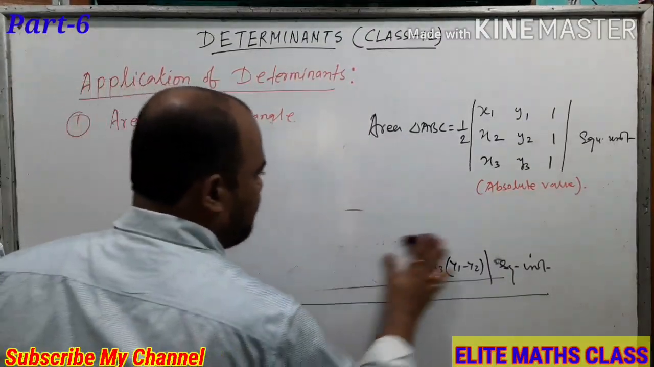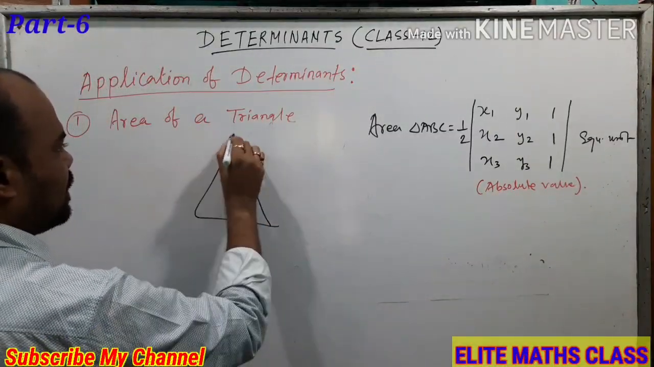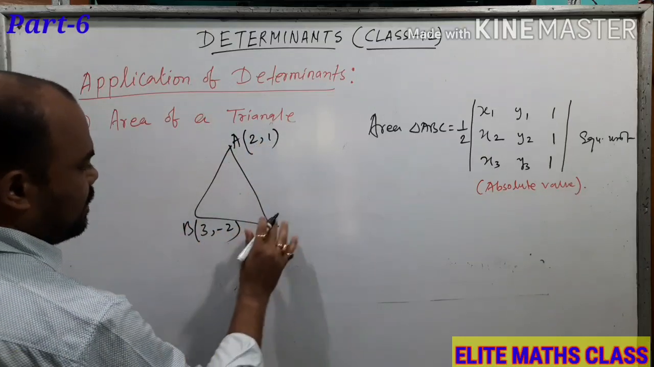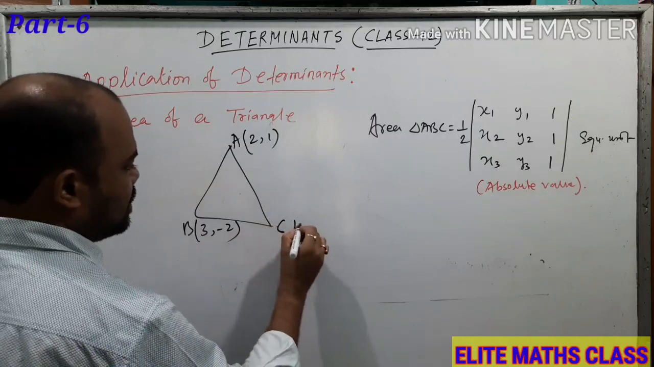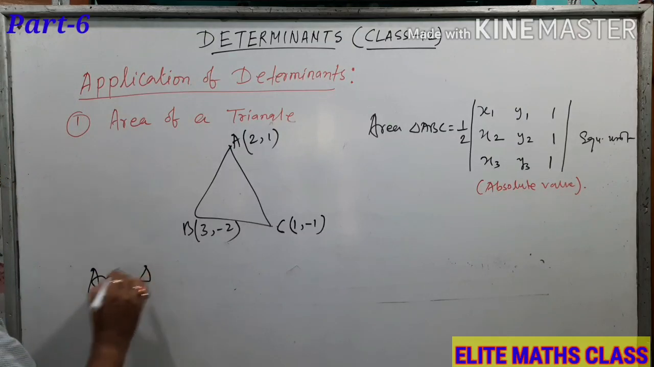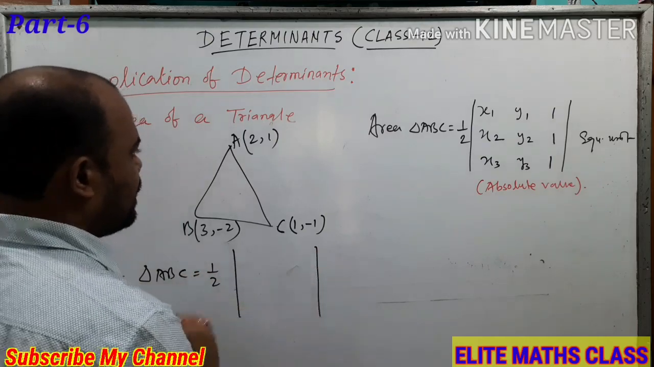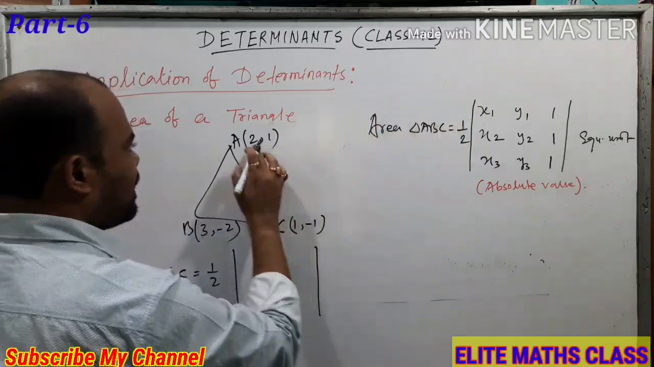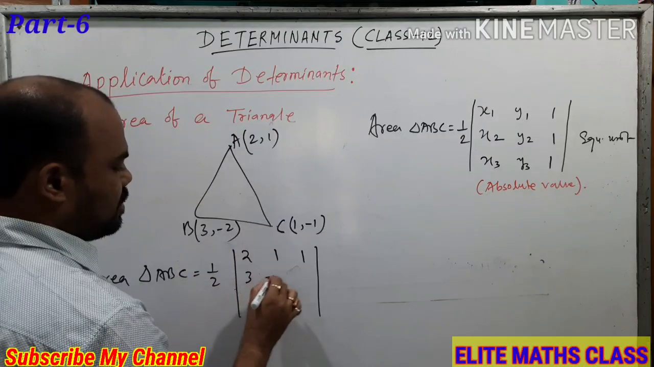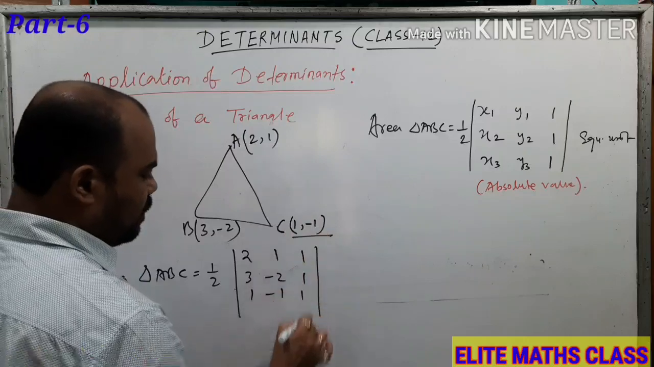Let us take another triangle. Say A is the point (2, 1), B is the point (3, minus 2), and C is (1, minus 1). Then what will be the area of the triangle by using determinant? Area of triangle ABC is half determinant. So what will be the first row? x1, y1, 1. Here x1 is 2, y1 is 1, then the next row is 3, minus 2, 1. Then the last point is 1, minus 1, 1.